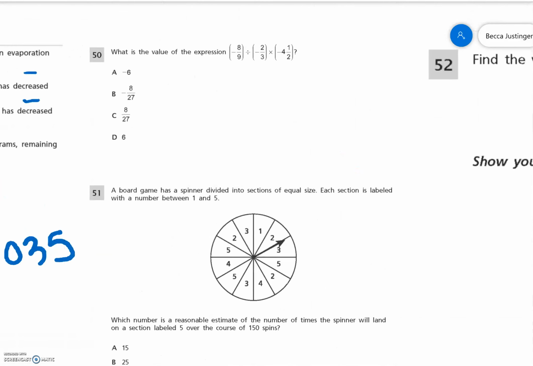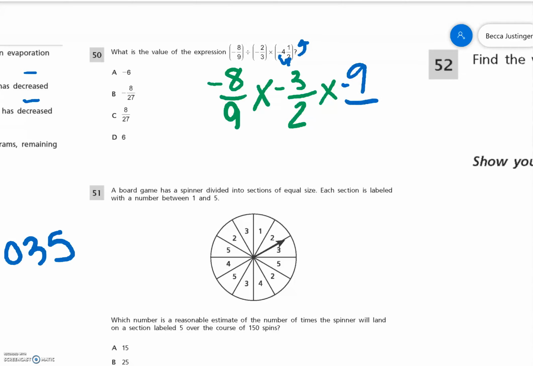Okay, number 50. What is the value of the expression negative 8/9 divided by negative 2/3 times negative 4.5? So following PEMDAS, remember with division and multiplication, you just work left to right. So instead of dividing by a fraction, we're going to keep change flip. So keep negative 8/9, change to multiplication, and flip to negative 3/2. And multiplying, I'm going to change this 4 1/2 to an improper fraction by getting MAD. So multiply and add. 4 times 2 is 8 plus 1 is 9. And that's negative 9/2.